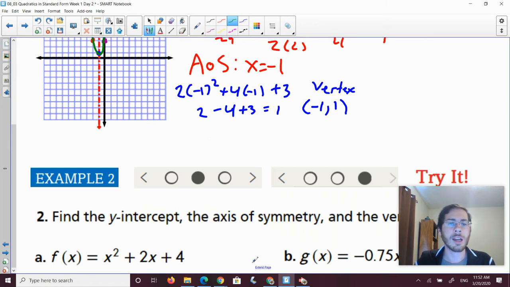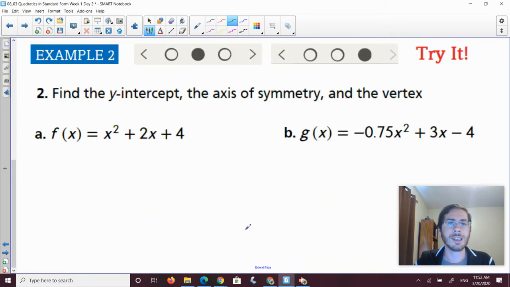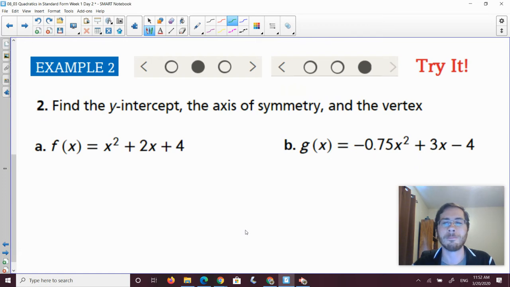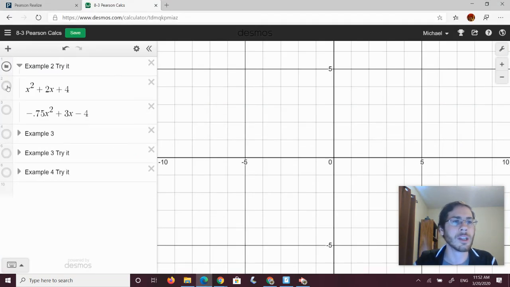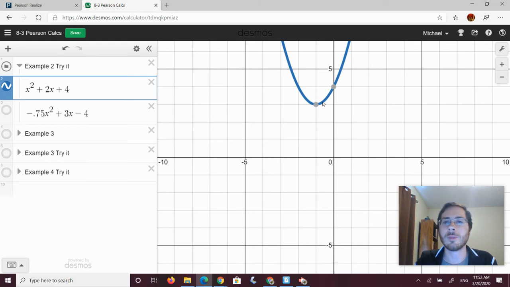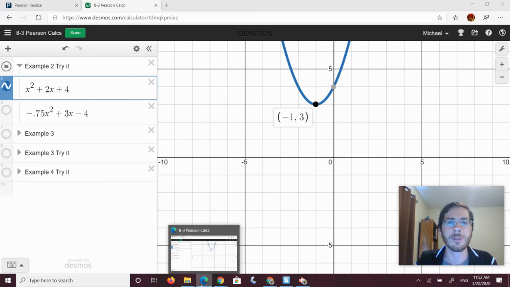Then there's a couple try-its. Like I said, if you wanted to graph it by hand, feel free to keep graphing them by hand. We do have graphing calculators at our disposal, so if we wanted to, we could just bring up Desmos. So we're going to go ahead and graph the first one, x squared plus 2x plus 4. We can get those same 2 key points that we had before. So we know the vertex is -1, 3. Let's go ahead and write down the vertex.